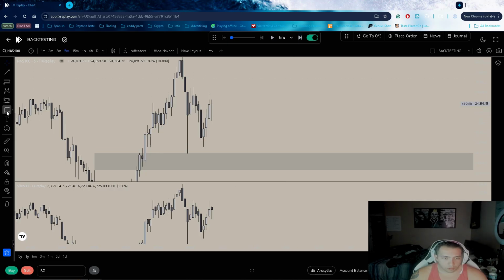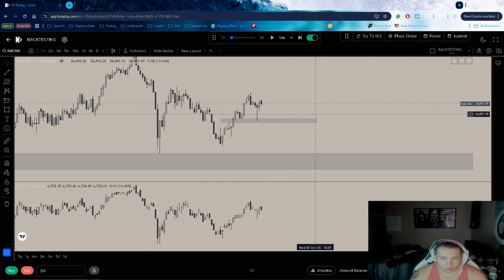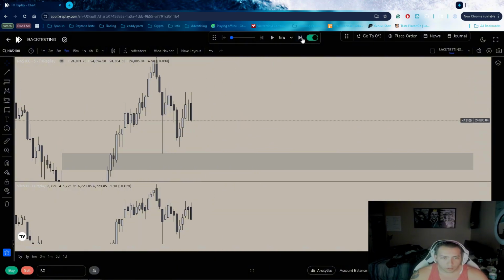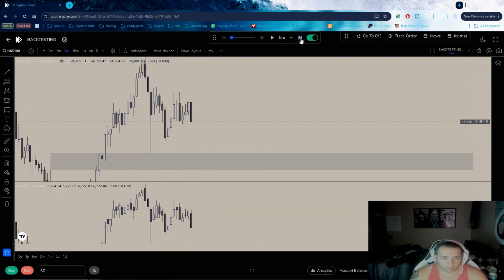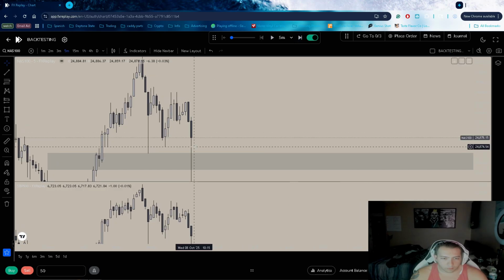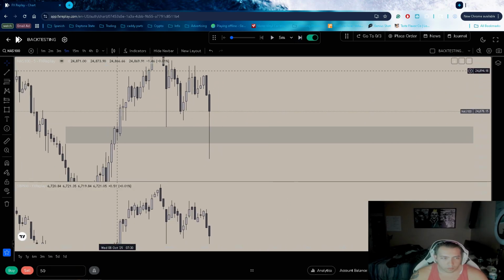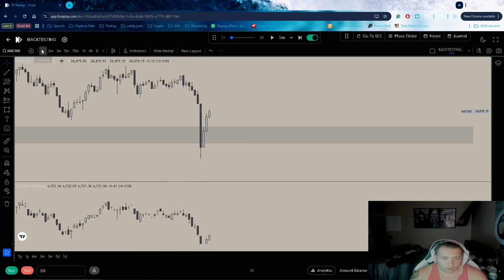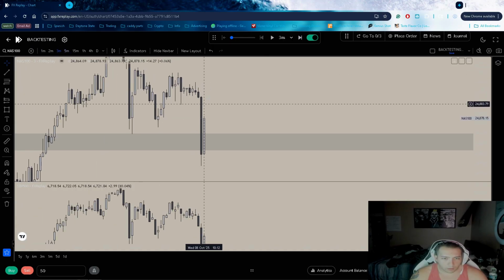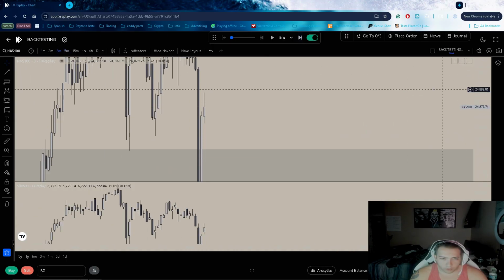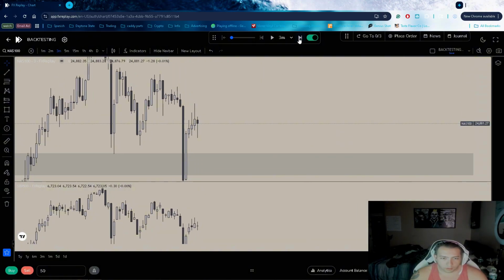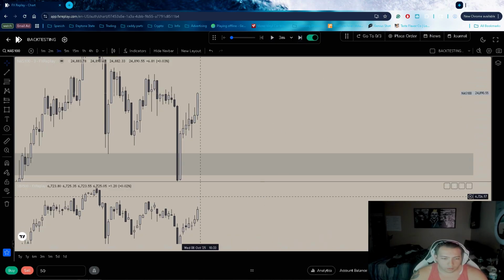Nothing. If we retrace into this 5 minute fair value gap, no model plus SMT right here, right? This is a bearish SMT, so you wouldn't want to take that anyway. Interesting. So we're just trading back into this 15 minute and hourly fair value gap. 3 minute. Let's see. I don't know how many candles it's taking.